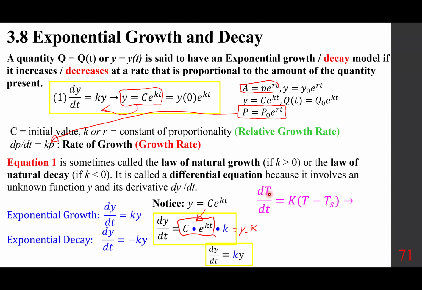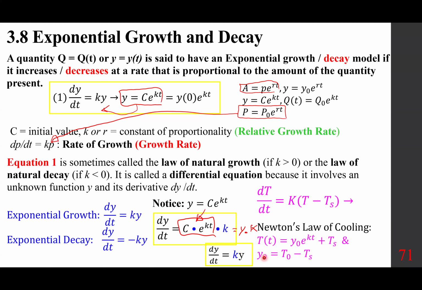According to Newton's law of cooling, if you go through the process of solving it, you solve for T of t and you get y sub 0 e to the power of kt plus T sub s, where y sub 0 is T sub 0 minus T sub s. T sub s is the surrounding temperature. T sub 0 is the initial temperature. And the difference between the two gives you y sub 0.